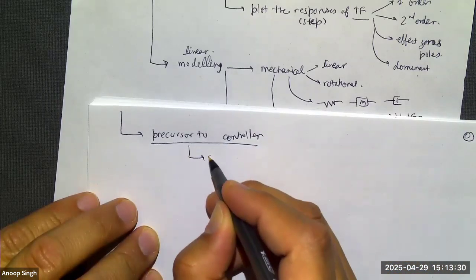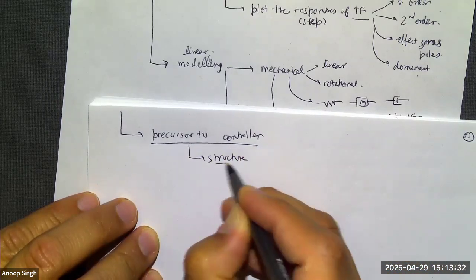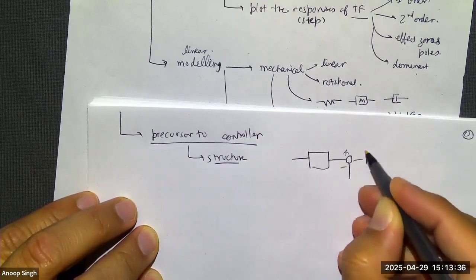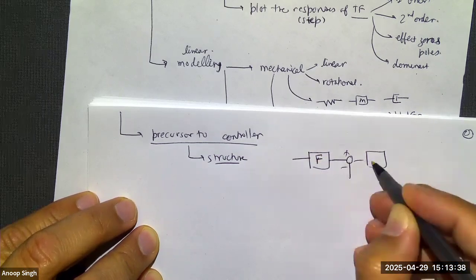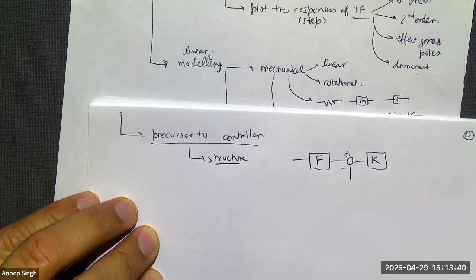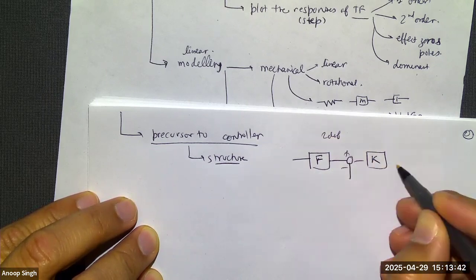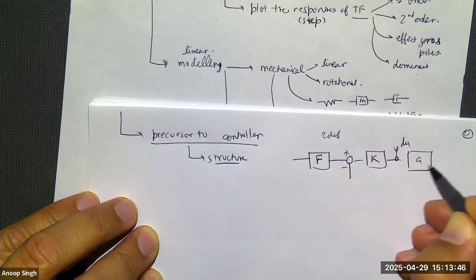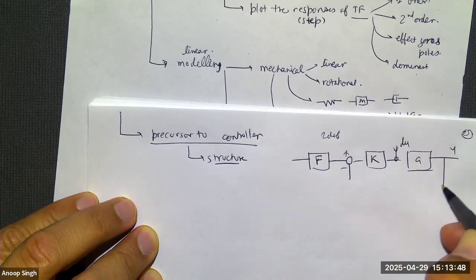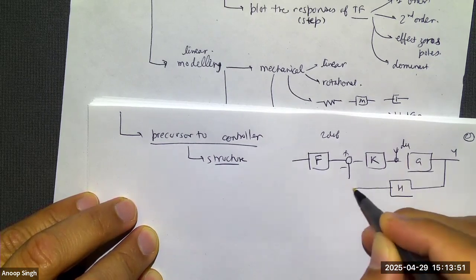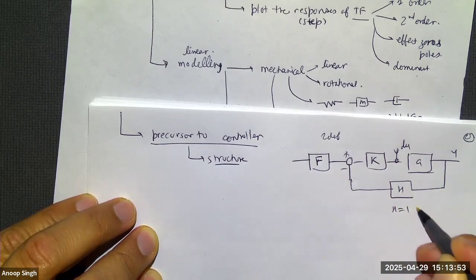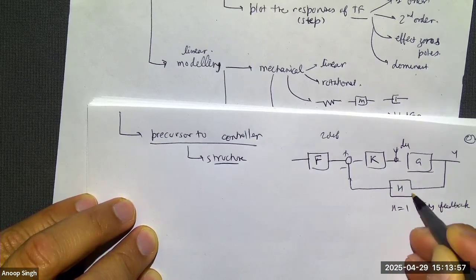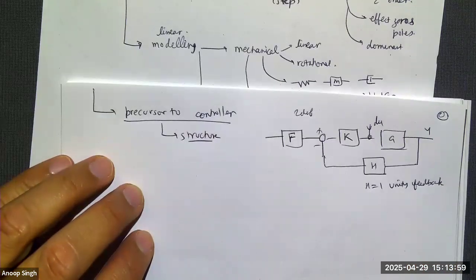The first one was just the structure of the controller. The most general structure we talked about in this class is the following, where you get to design 2 things, pre-filter and controller. We call it 2 degree of freedom. And then you could potentially have a disturbance affecting your system. This is G, this is the output Y, and then you could have some sensor. If H is 1, we'll call it a unity feedback system. So this was the most general structure we talked about.